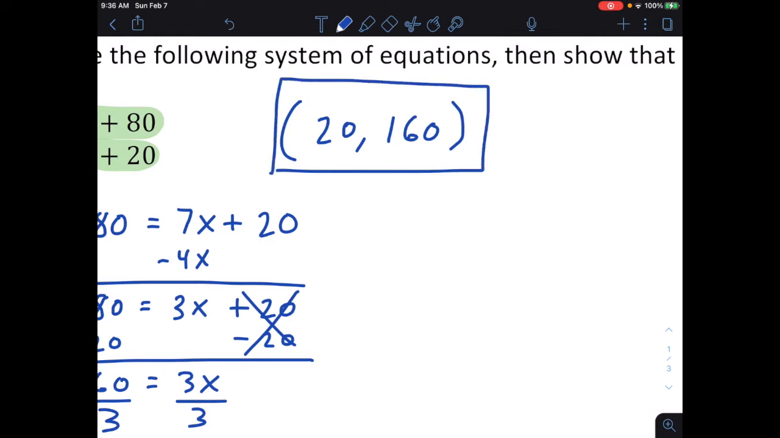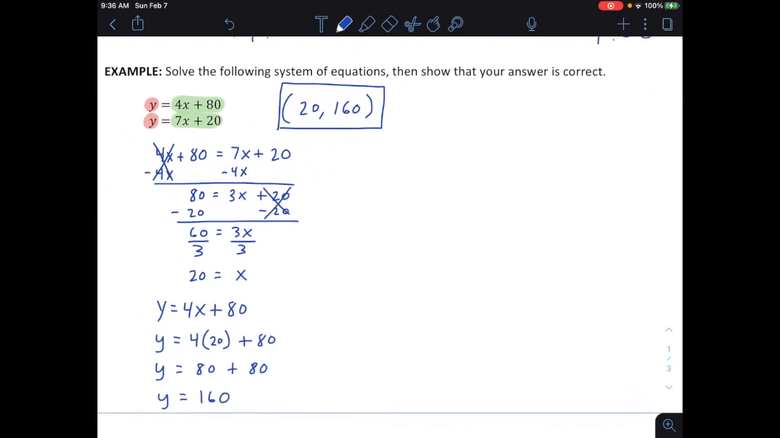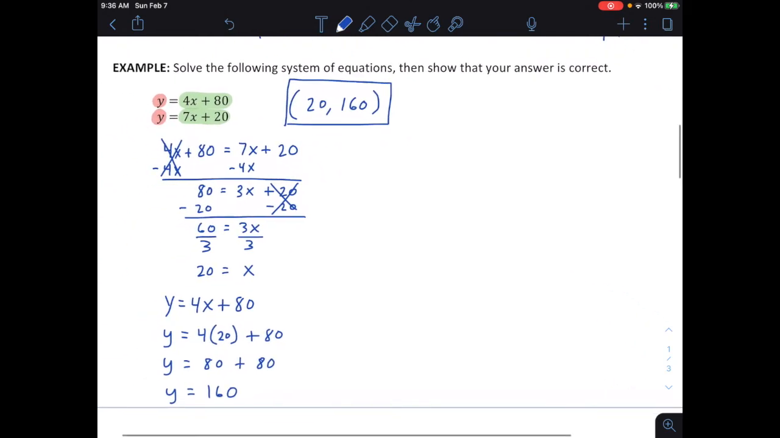Okay, now the nice thing about systems of equations is we can check our work to show that we have the right answer. So all we have to do is take each one of the equations and plug in our two x and y values. Okay, so we have the first one is y equals 4x plus 80.